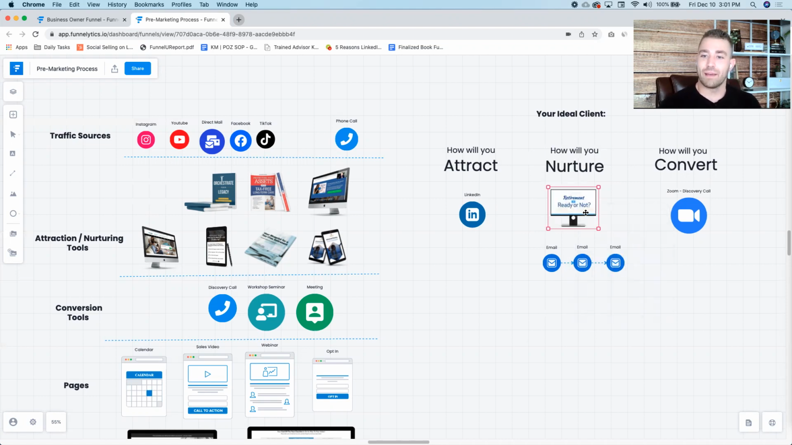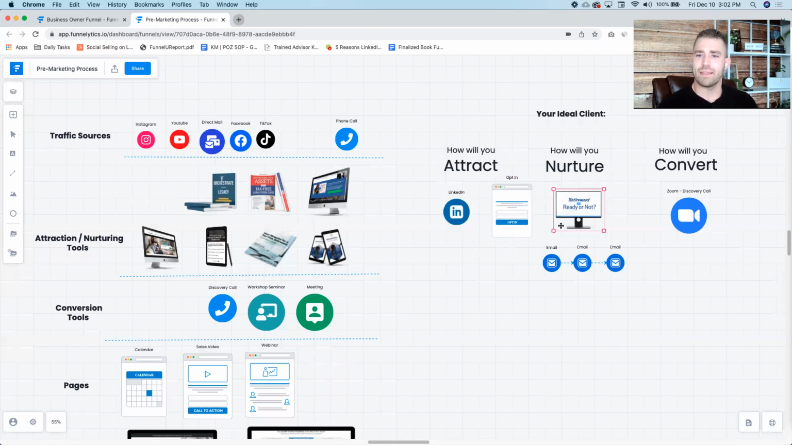Now, we can't just send them directly over to a video. We can't just send them over to YouTube. We can't just send them over to Wistia, Vimeo, or wherever your video is housed. We need to have a way for them to do something that's called opt-in. Now, opt-in just means that's where the exchange takes place, where somebody is giving you their contact information. Again, registering for a webinar, putting in their name and their email address so that you can send them a video or whatever it might be, right?